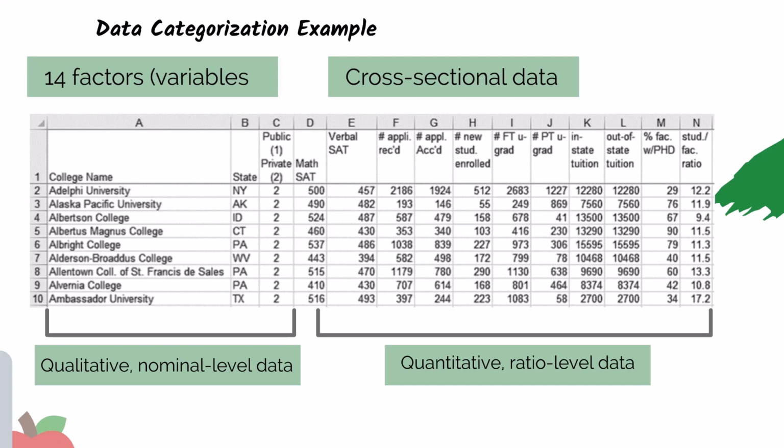There could also have been 0 applications received or 0 new students enrolled. We could have a true 0 in any of these, and as a reminder, ratio level data is the highest level, meaning we could do all sorts of data analysis with columns D through N.